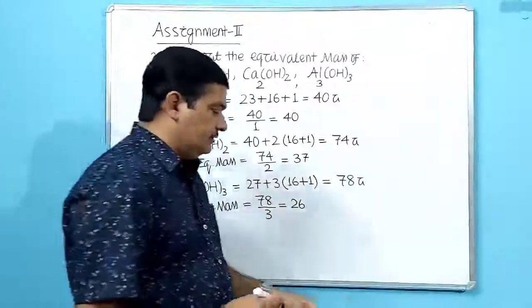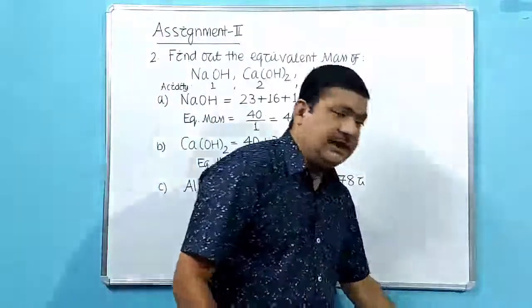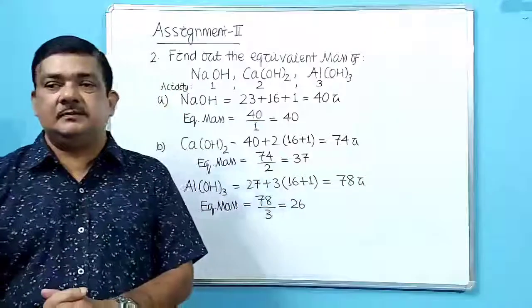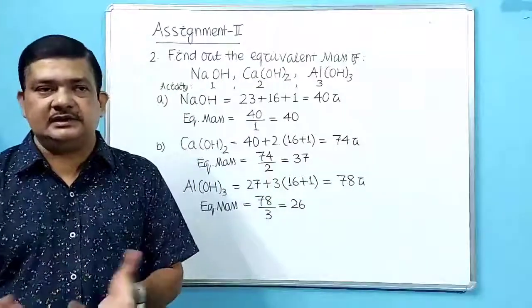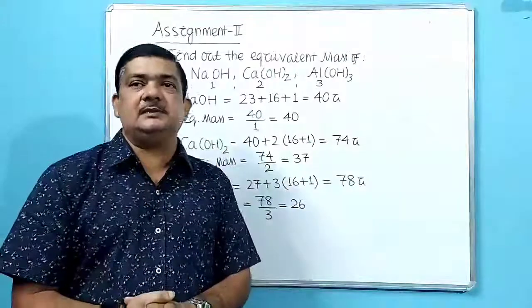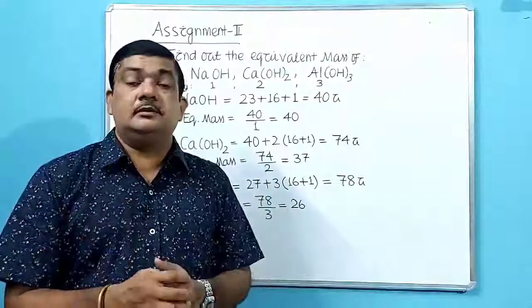It is quite easy to find out the equivalent mass of a base. Simple formula: molecular mass of the base divided by acidity. Acidity is the number of replaceable hydroxyl ions present in it. So when we ionize it, you can readily find out the number of replaceable hydroxyl ions present in it. Okay. Then we will go to salt.